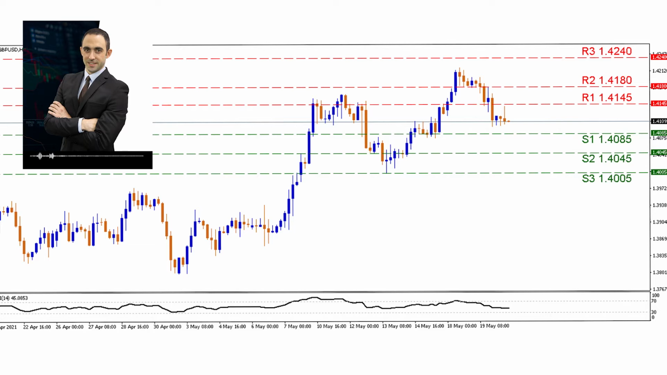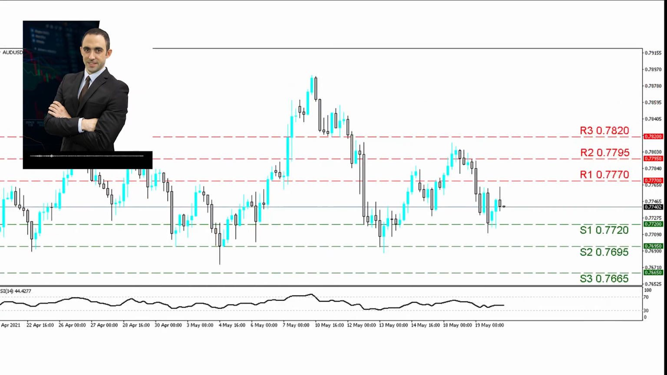As for economic releases, GBP traders should be aware of the UK retail sales figure for April and the preliminary services PMI reading for May, both to be released on Friday the 21st. Moving now to AUDUSD for our chart.